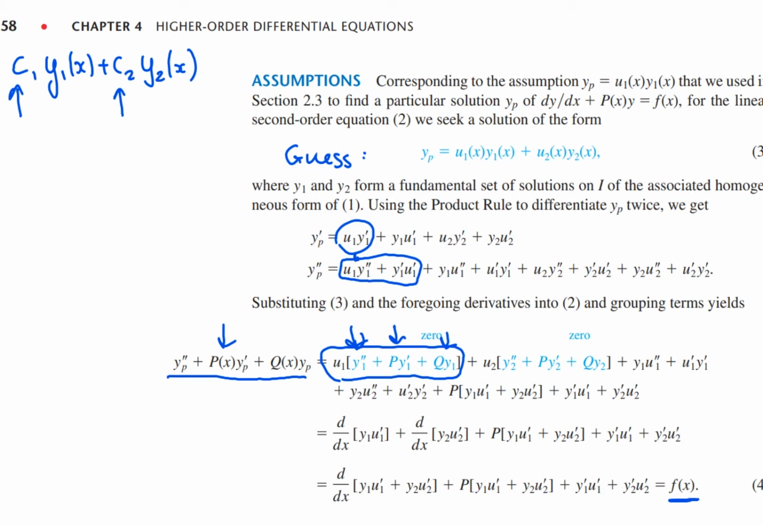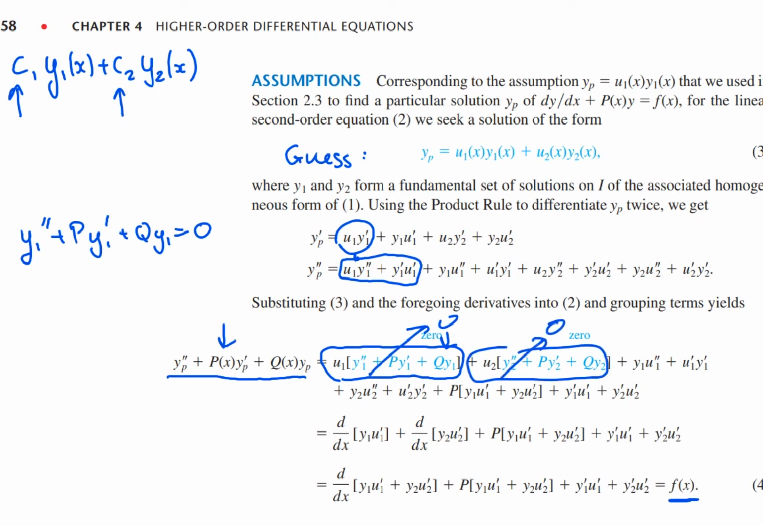Now the reason for doing that is, look at this expression, y1 double prime plus p y1 prime plus q y1. That's equal to 0, because y1 satisfies the homogeneous equation. So this whole term is 0. That's really good. Same thing with this one. It already even says 0 there. Okay, so that got rid of 6 terms, so that's progress.